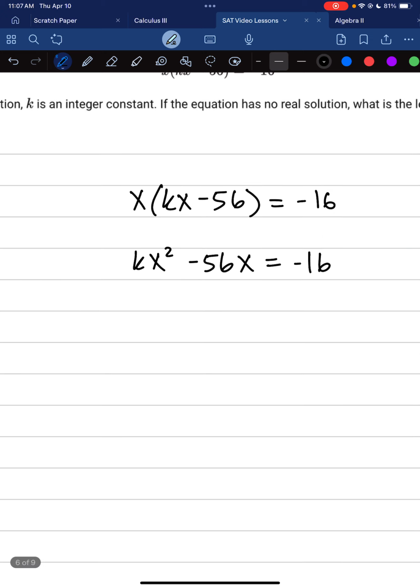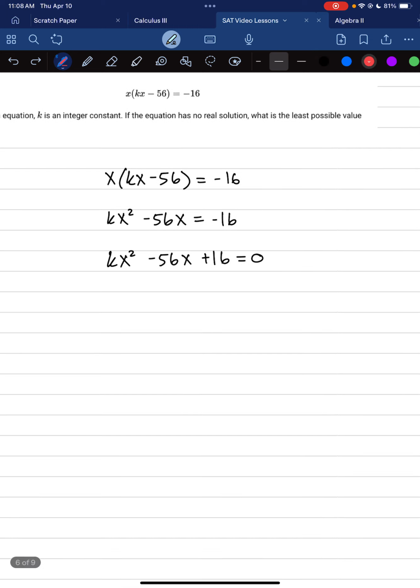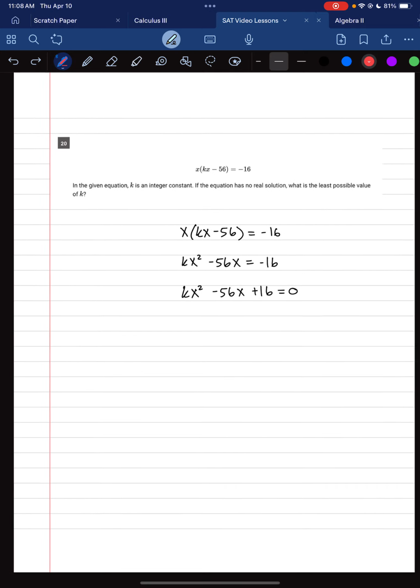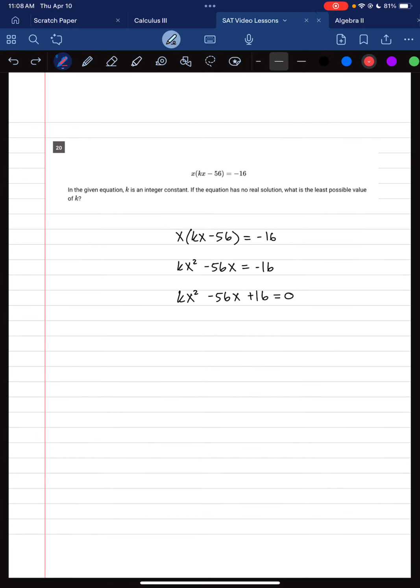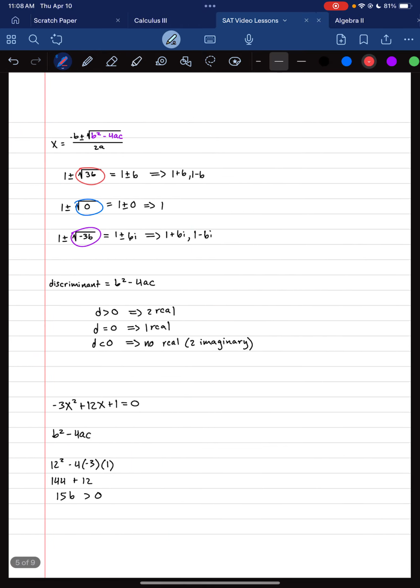And if we add 16 to both sides, we end up with kx squared minus 56x plus 16 equals 0. Sorry, this should be on the left side. So all I did was I added 16 to both sides to move that to the left side. Now you can see that we do have a quadratic equation, right? We have the general form ax squared plus bx plus c over here. So that's one thing to note, is that we do have a quadratic equation, and it's talking about having no real solution. So if you remember, when does a quadratic equation have no real solution?